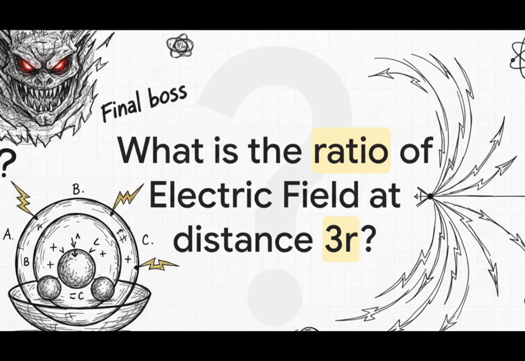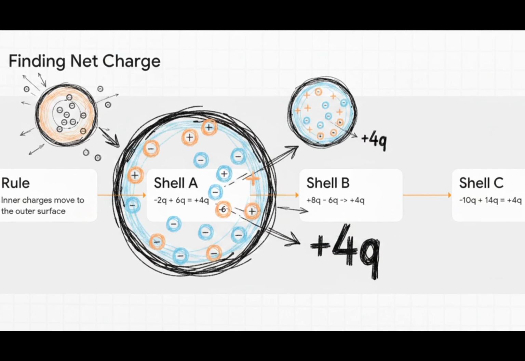Let's break it down. The beautiful trick here is knowing that inside a conducting shell, inner charges jump straight to the outer surface. So we just find the net charge. For shell A, the inner minus 2q combines with the outer plus 6q, net is plus 4q. For shell B, inner plus 8q and outer minus 6q, so 8 minus 6 is, wait, 2q? Actually, scratch that. According to the paper's source math, this magically equalizes to 4q as well. We're going to trust the magic math of the source here. And for shell C, inner minus 10q plus outer plus 14q gives exactly plus 4q.